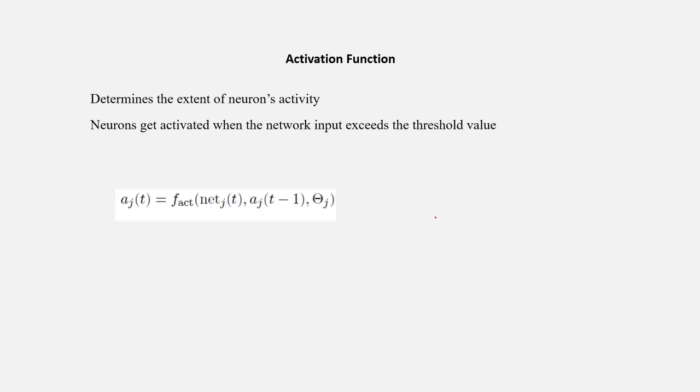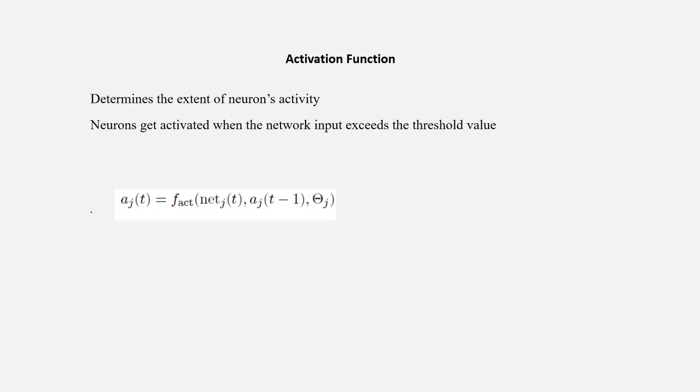So it determines the extent of the neuron's activity, like every neuron has a particular activation state, and whether this neuron will be activated depends upon the input the neuron receives, the present activation state of the neuron, and a threshold value that is fixed for that neuron.